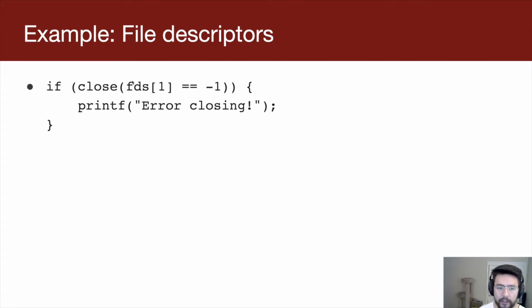It should be if close(fds[1]), close parenthesis. fds[1] is what you're trying to pass to close. This is the file descriptor. If that equals -1, you're trying to do error checking on close, then say printf error closing. But that's not what's actually happening here. It's saying compare fds[1] to -1. This is either going to output a 0 or a 1, depending on whether this is true or false. And then you're going to be closing 0 or 1, which is standard in or standard out, which is bad.